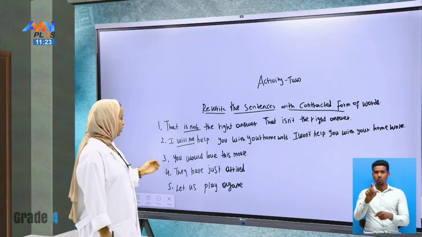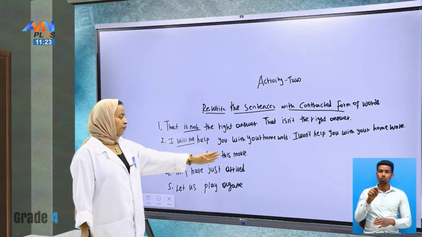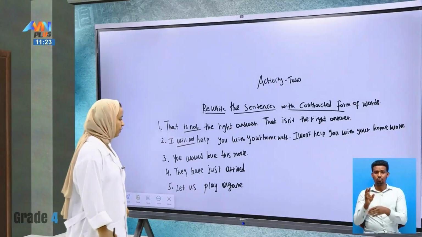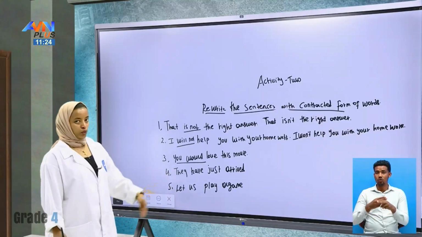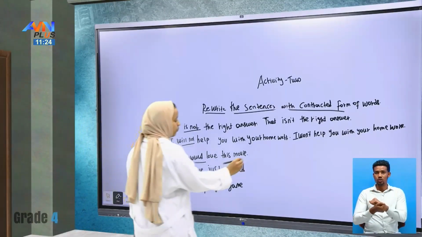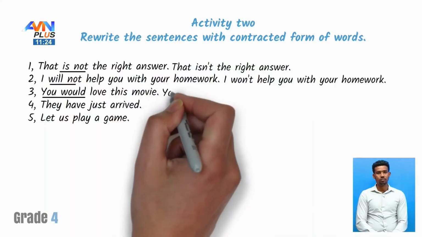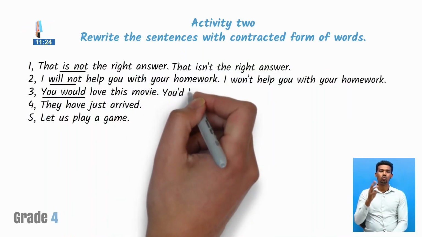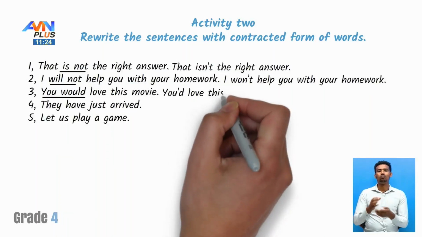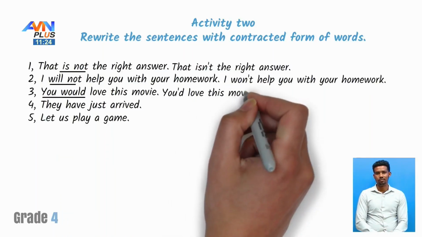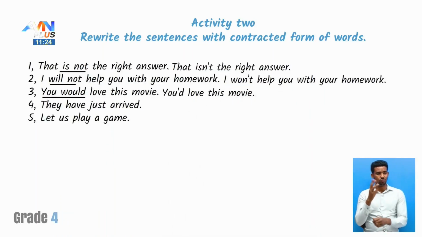Question number 3. You would love this movie. This is the contracted form we are going to change so easily. You would love this movie. Here is I want, here is not.